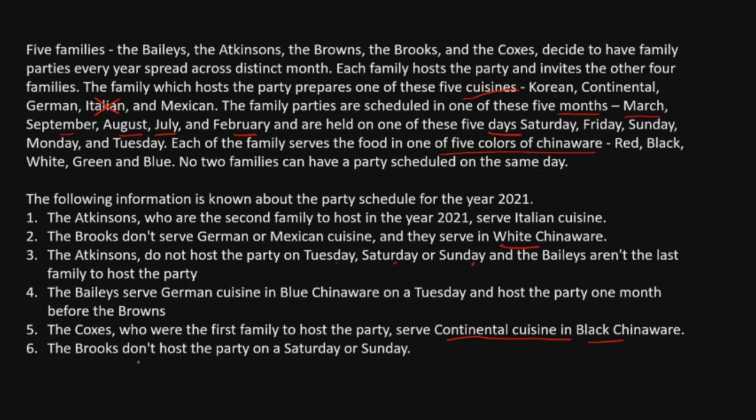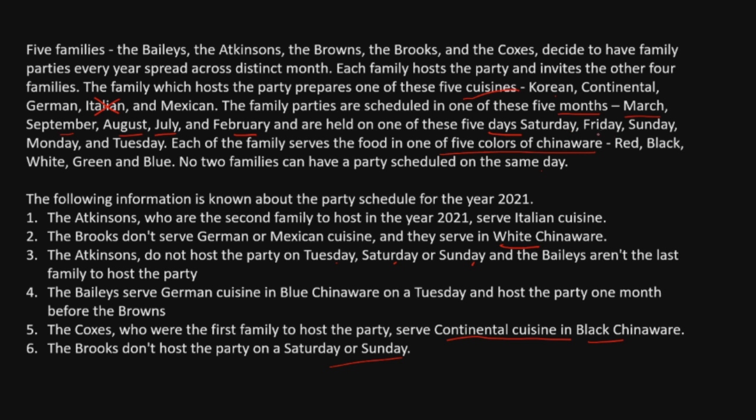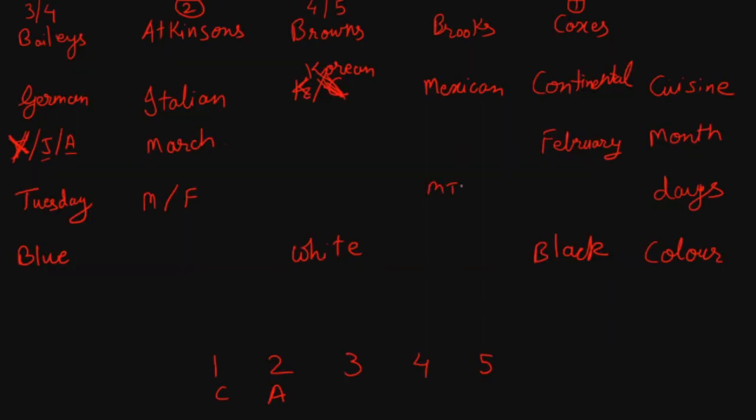Then the last hint is the Brooks don't host a party on Saturday or Sunday. So they don't use Saturday or Sunday. If we eliminate Saturday and Sunday, then Monday, Tuesday, and Friday are remaining. Now Tuesday is already selected by Baileys, so Tuesday is no option. Now there is a confusion between Atkinsons and Brooks for the days. And again the Browns and Coxes have Saturday and Sunday options. If Baileys are in July, then Browns will be in August, or if they are in August, they will be September. So they have a doubt. And one of these will be the Brooks.